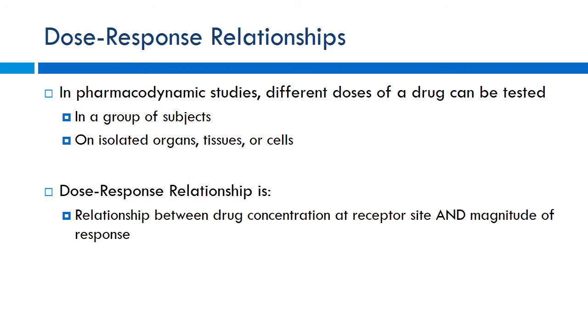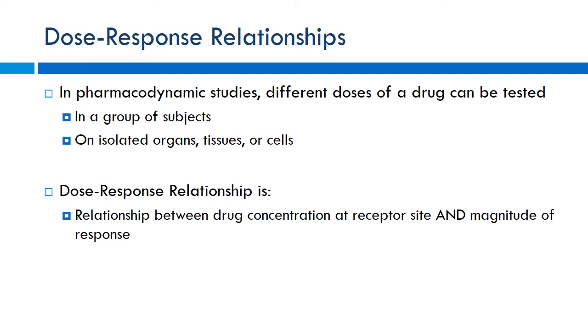Okay, moving on, we're going to talk about dose-response relationship. So when we're looking at pharmacodynamic studies, we're going to find different doses of a drug can be tested, and they should be tested because, depending on the group of patients you're dealing with, depending on the subset of the makeup of those patients, you're going to find different effects, right? Because everyone's a little different. Everyone responds to drugs a little bit differently.